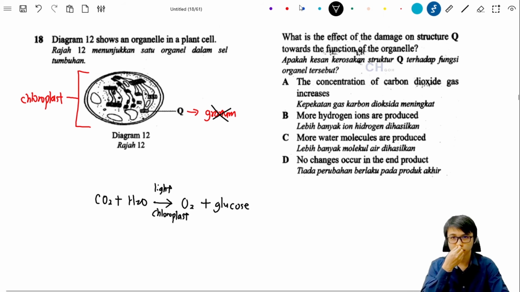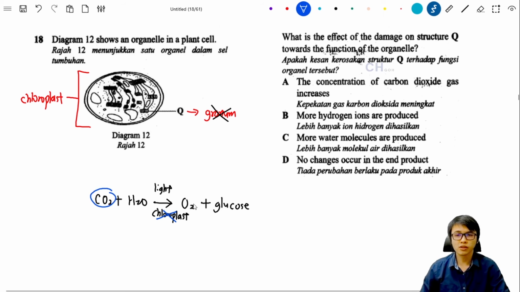So let's say the granum is damaged, so the chloroplast is damaged. CO2 cannot be taken into the leaf to convert it into glucose, so the amount of CO2 will increase. Oxygen level will decrease and glucose will decrease. So the answer for this question should be A. The concentration of carbon dioxide gas increases. But why is the answer not C? More water molecules are produced. This reaction will not produce water molecules, so answer C is wrong.